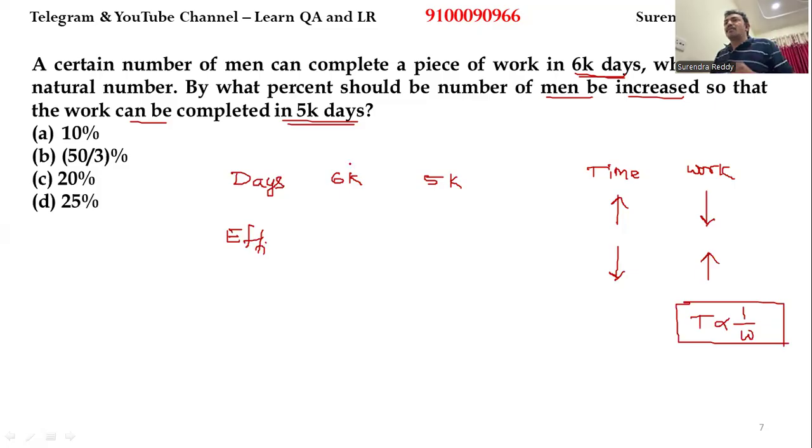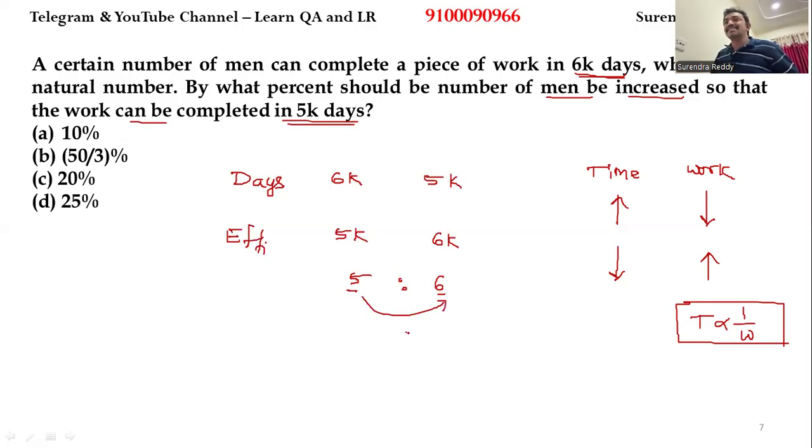So the work ratio should be 5K to 6K, right? Because time and work are inversely proportional, so this has to be 5:6. Efficiency has to be 5:6. What do you mean by efficiency increase? Does that mean that the number of people are being increased, which results in increase in work? So initially, if 5 people are there, now it has to be done by 6 people.